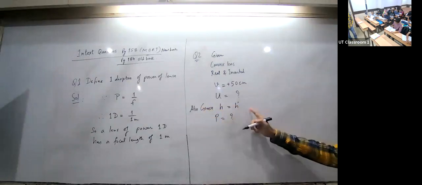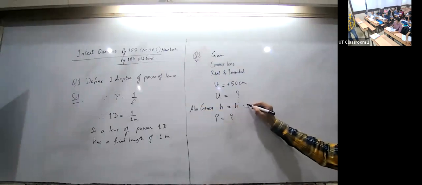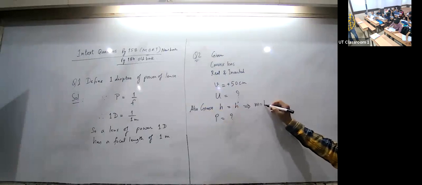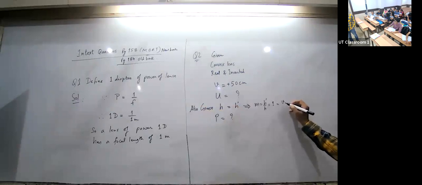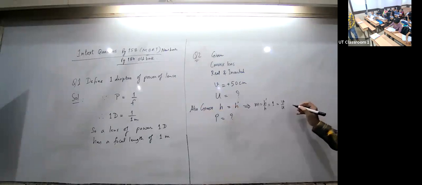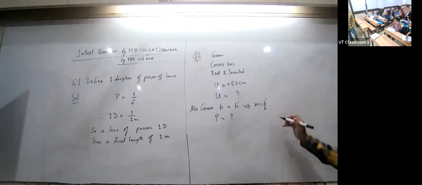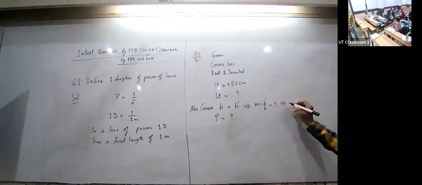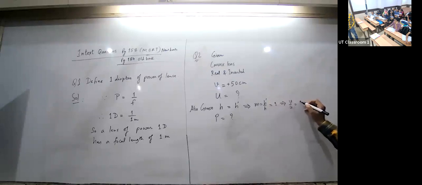Okay, so from this, what do you obtain? You can obtain magnification, right? M is equal to h dash by h is equal to 1, and this is equal to v by u, right? This implies v by u is also equal to 1. This implies v is equal to u. Okay, so this is a very good question. So many things are inferred from the given data, right?